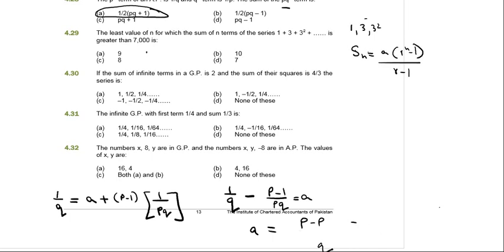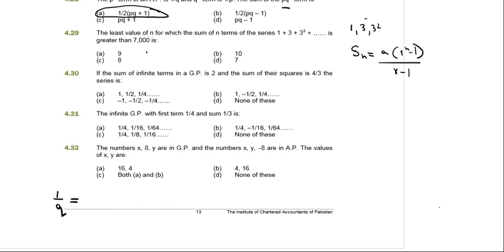So to find out the sum, we can use this specific formula. Sn is equal to a into r to the power n minus 1 divided by r minus 1, and it says that we have to find the least value of n for which the sum of this series is greater than 7000. So the condition is a(r^n - 1)/(r - 1) is greater than 7000.